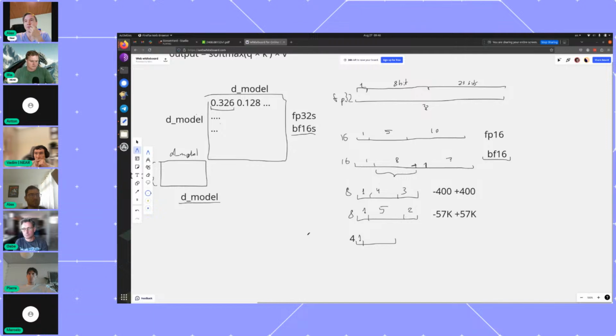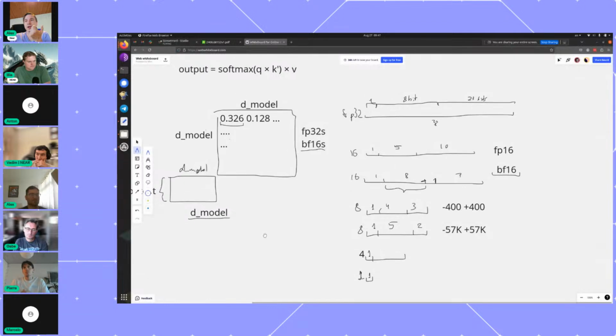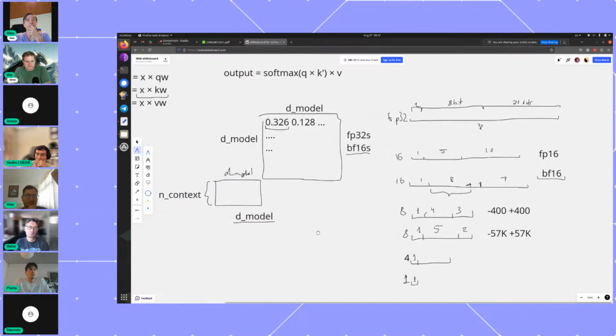And in the extreme case, if you have 1 bit, then you literally just have the sign. You have no exponent and no mantissa, right? And in practice, I guess people tried it, and if you quantize the model to a single bit or even to 2 bits, the model does not perform well, right? It loses its capabilities. So what can we do?